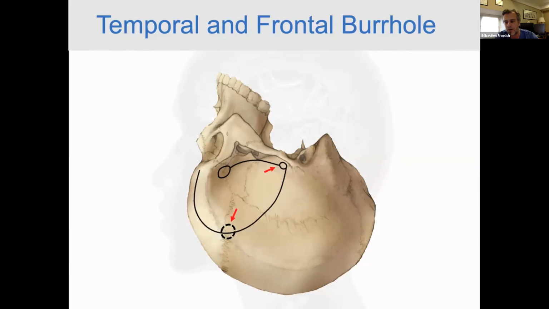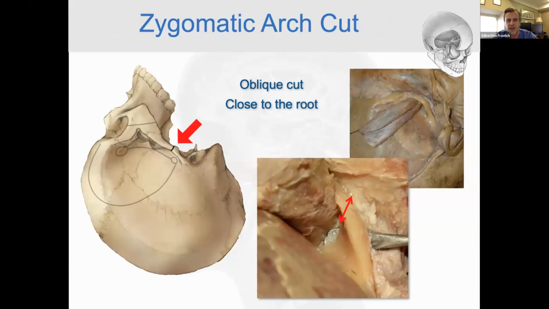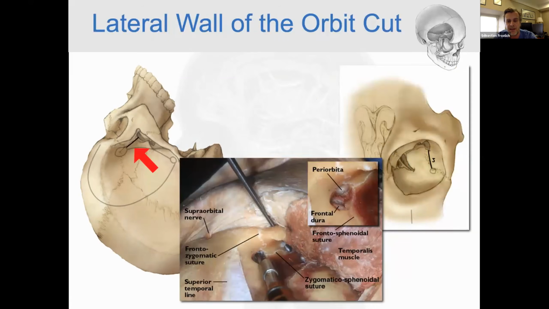So if it's an old patient, you have to do more burr holes because the dura is usually stuck to the bone. First cut is an oblique cut at the level of the zygomatic arch. Here, posteriorly, it should be oblique. You should not leave a piece of zygomatic arch because it will be very difficult to lower the temporalis muscle. Be careful, sometimes you open air cells, you have to put some bone wax.